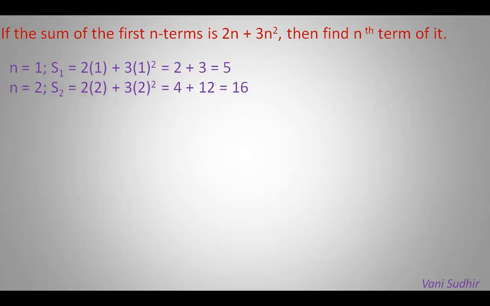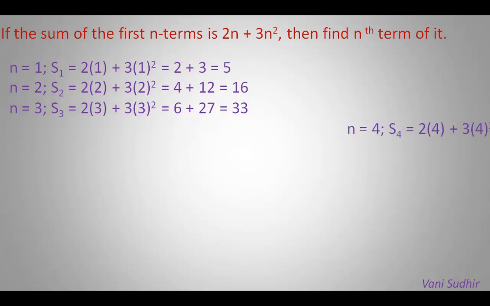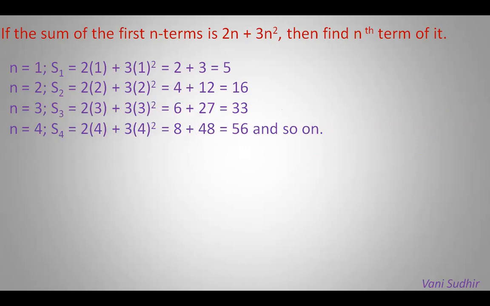If you take n value 2, we'll get the sum of two terms. Substituting 2: 2 times 2 is 4, 2 square is 4, 3 times 4 is 12. So 4 plus 12, the sum of two terms is 16. Similarly, the sum of 3 terms will be 33. If you take n = 4, we'll get the sum of 4 terms, that is 56. First we see the sum of one term is nothing but the first term itself, that is 5.